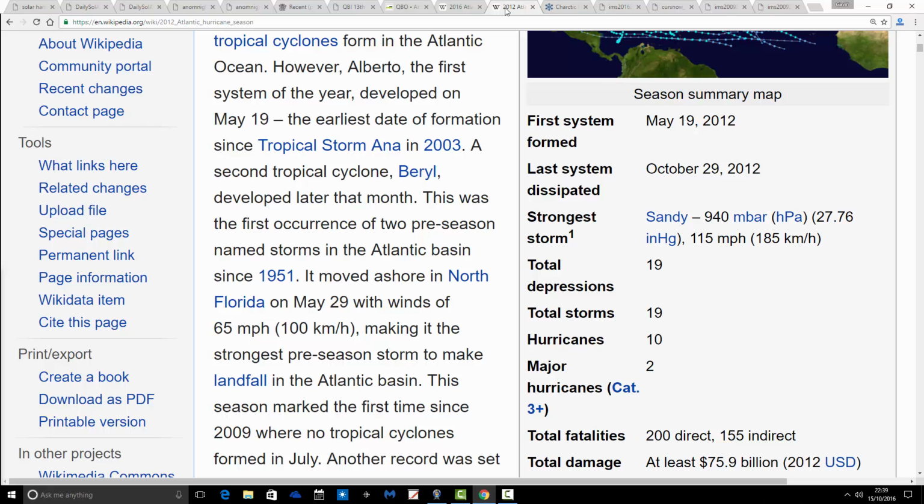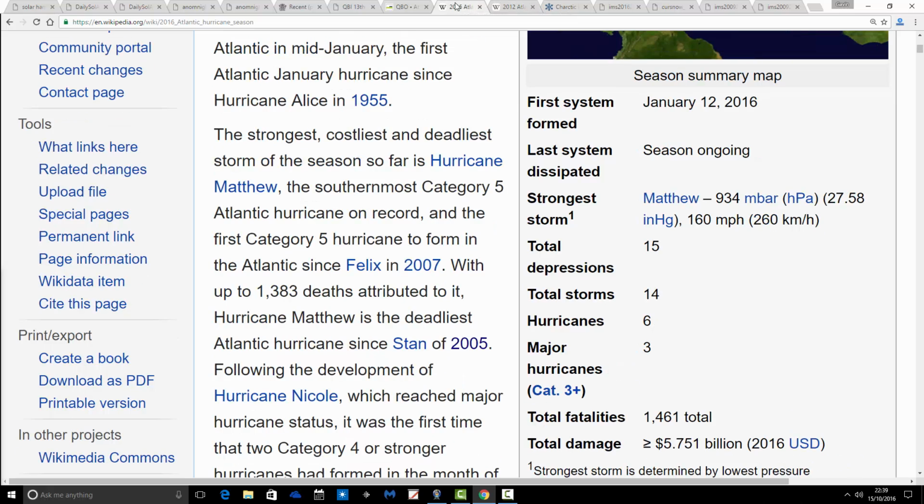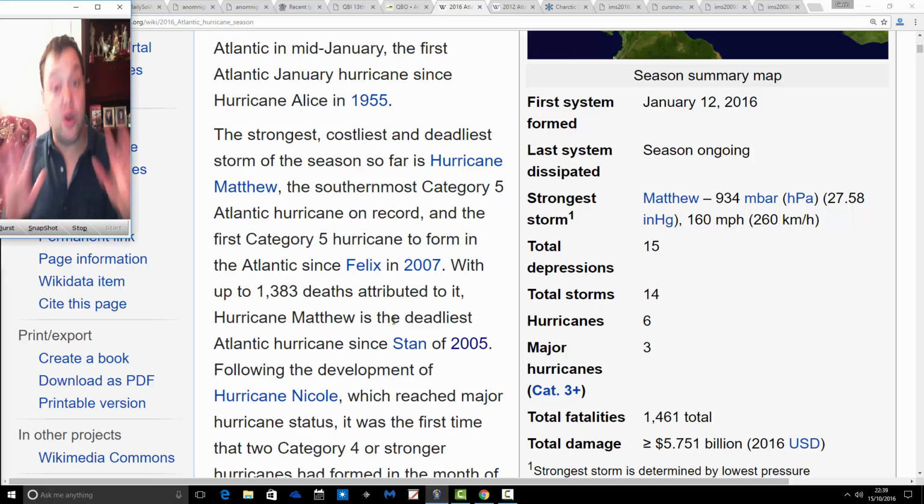I'll show you what 2012 looked like, actually. That year, we had 19 depressions, 19 total storms, 10 hurricanes, and 2 major hurricanes, category 3 or above. So in terms of the major hurricanes, we have actually passed 2012. But in terms of total storms and total hurricane numbers, we are still some way short of 2012. Nevertheless, this will be the most active hurricane season since 2012.